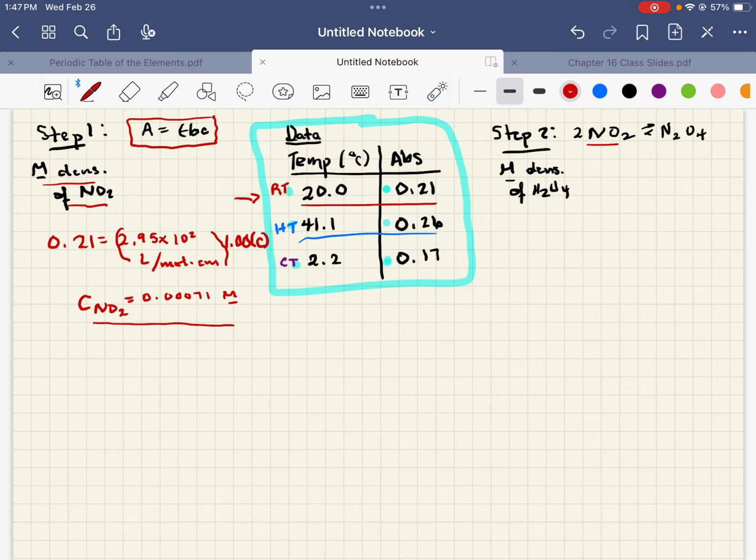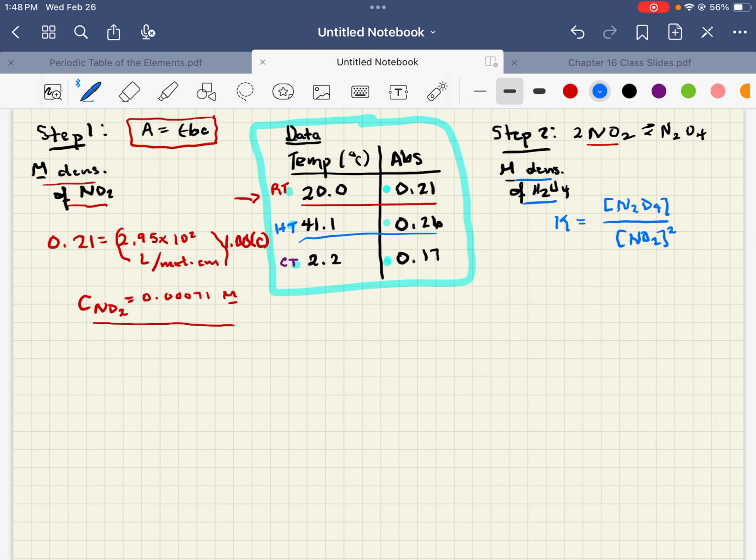So that's step one. But we still need to know what was the concentration of N2O4 also at room temperature. And to find that, we're going to look for what we will call the molar density of N2O4. And in order to do that, we're going to look at K, our equilibrium expression, which ends up being the pressure of N2O4, which is what we're looking for, or rather I should say concentration, because we're looking at these in terms of concentration units. So concentration of N2O4 all over the concentration of NO2 squared.